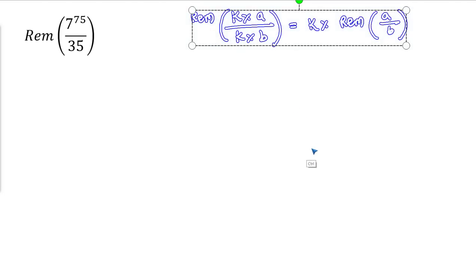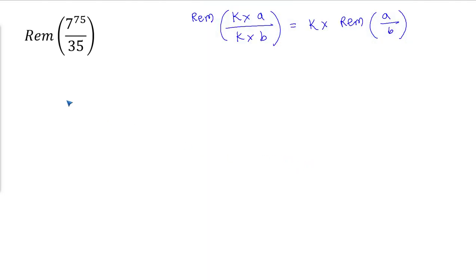Now in this particular question you can see that the numerator is 7 to the power 75, and the denominator is 35. So you can see that 7 and 35 is not a co-prime pair. 7 comma 35, this is not a co-prime pair, because 7 is a common factor between them.